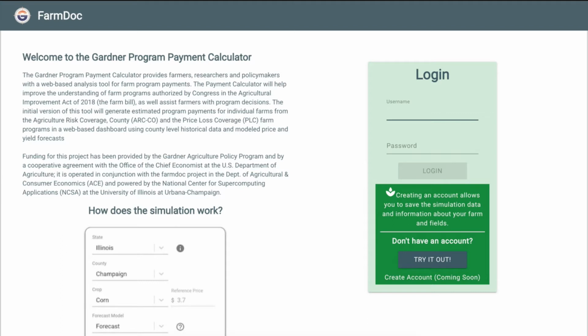You saw the website. You can search for it. There's a farmdoc article from a couple weeks ago that has the link and some background information on this as well. And so we're going to demo the tool and just show you what's going on.